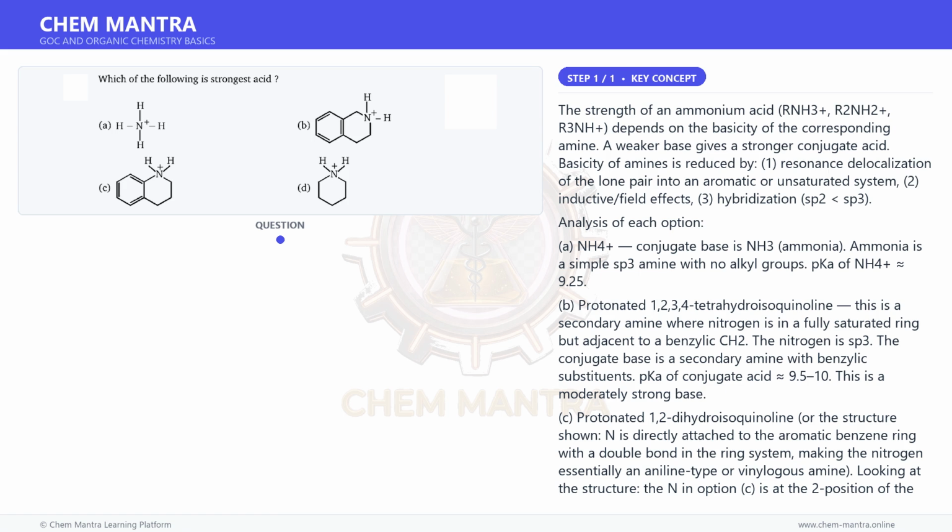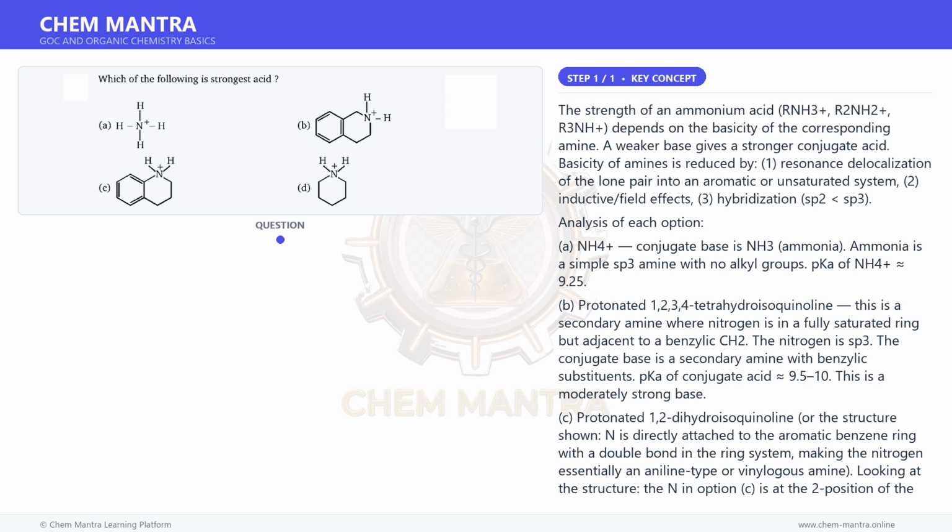Option C is the strongest acid because the nitrogen in 1,2-dehydroisoquinoline is directly conjugated with the aromatic ring, analogous to an aniline type nitrogen, sp2 or near sp2 character, making it the least basic amine and thus giving the most acidic conjugate acid.